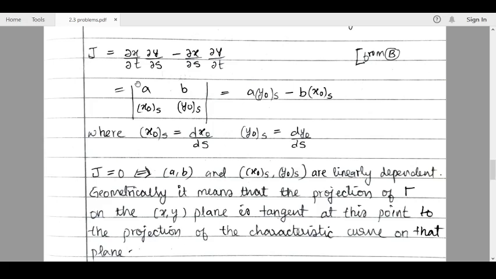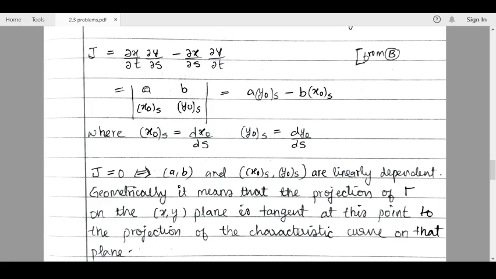And here also a, b are evaluated at the initial curve, but since in this problem a, b are constant, we can take the value as 1, 1. Now if this is not equal to 0, then only we will have a unique solution. Now what happens if this Jacobian is 0? We know that if the Jacobian is 0, it means this determinant is 0.